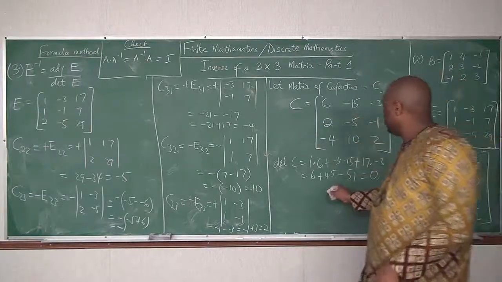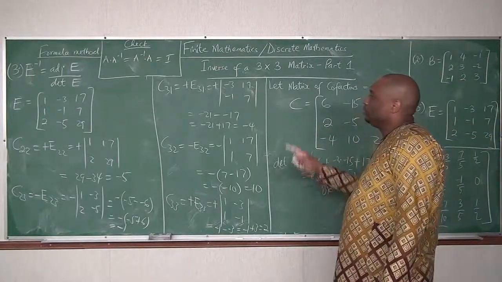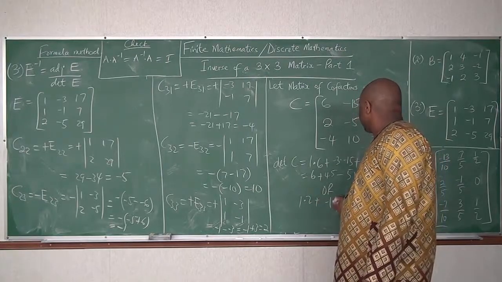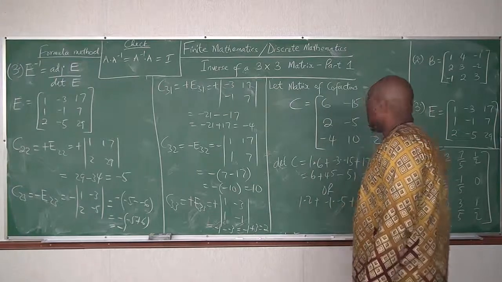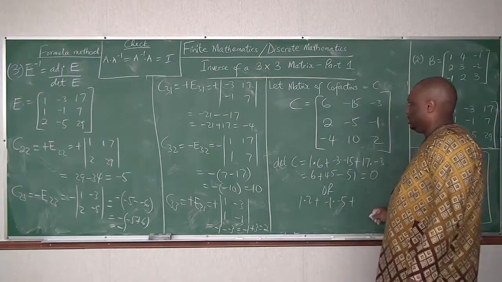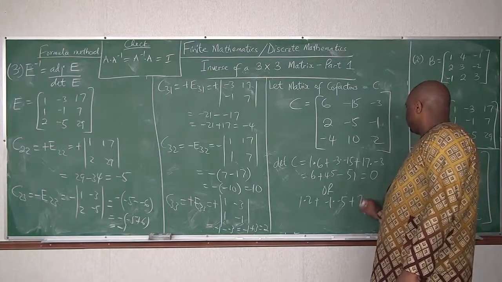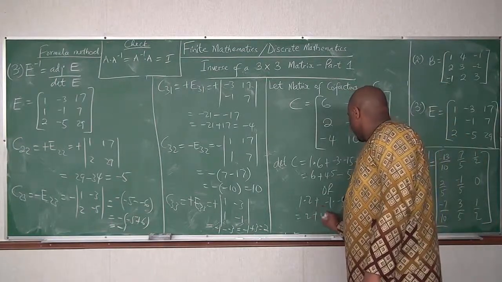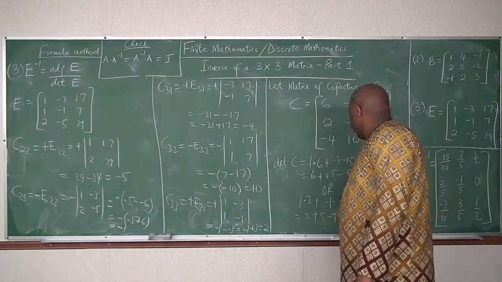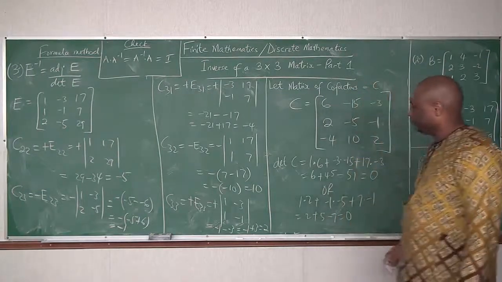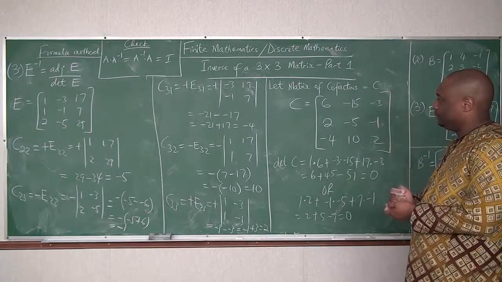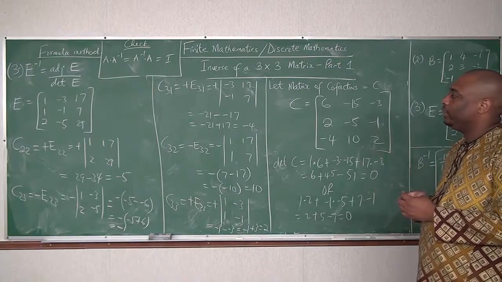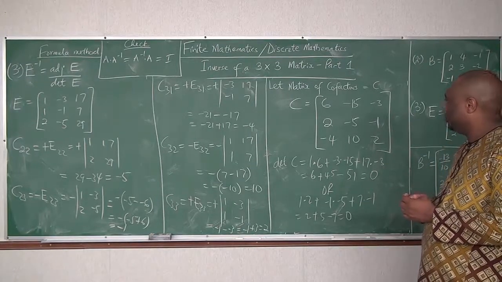Let's find this. It will be 1 times 2 plus negative 1 times negative 5 plus 7 times negative 1. So that gives us 2 plus 5 minus 7. This is still 0. So we are right in the second one. It's good to check it so that you know whether you are right in all of them.